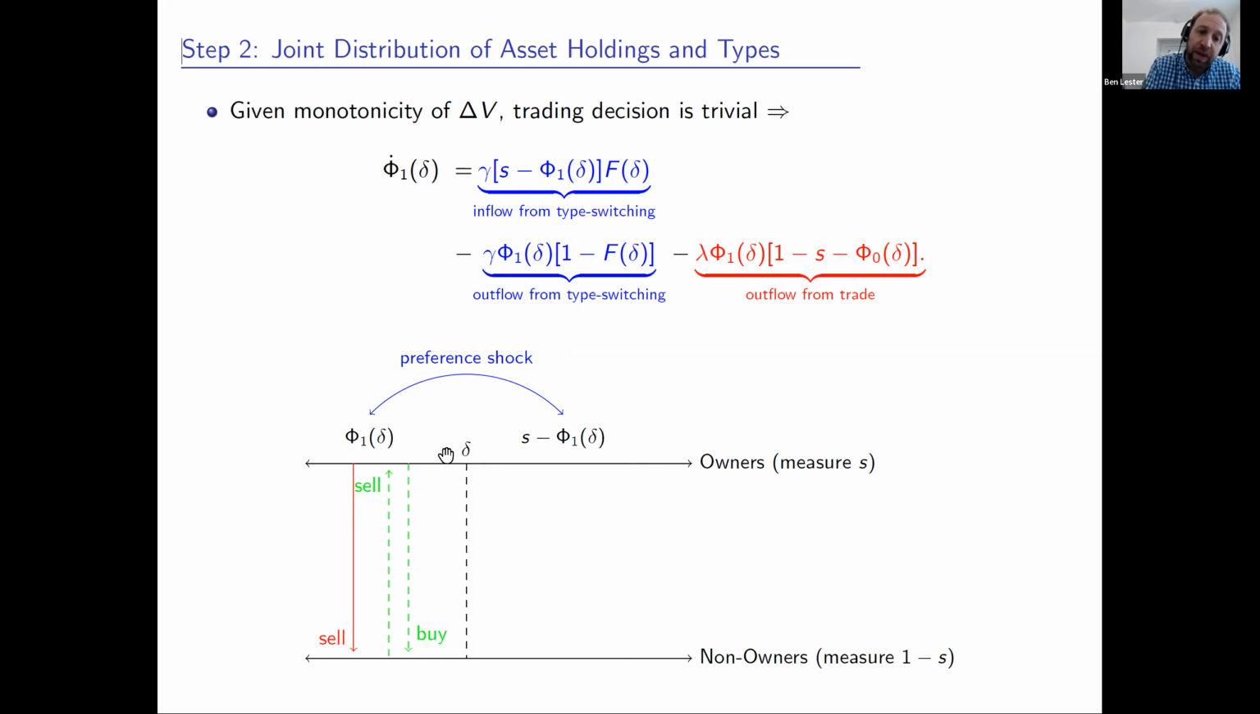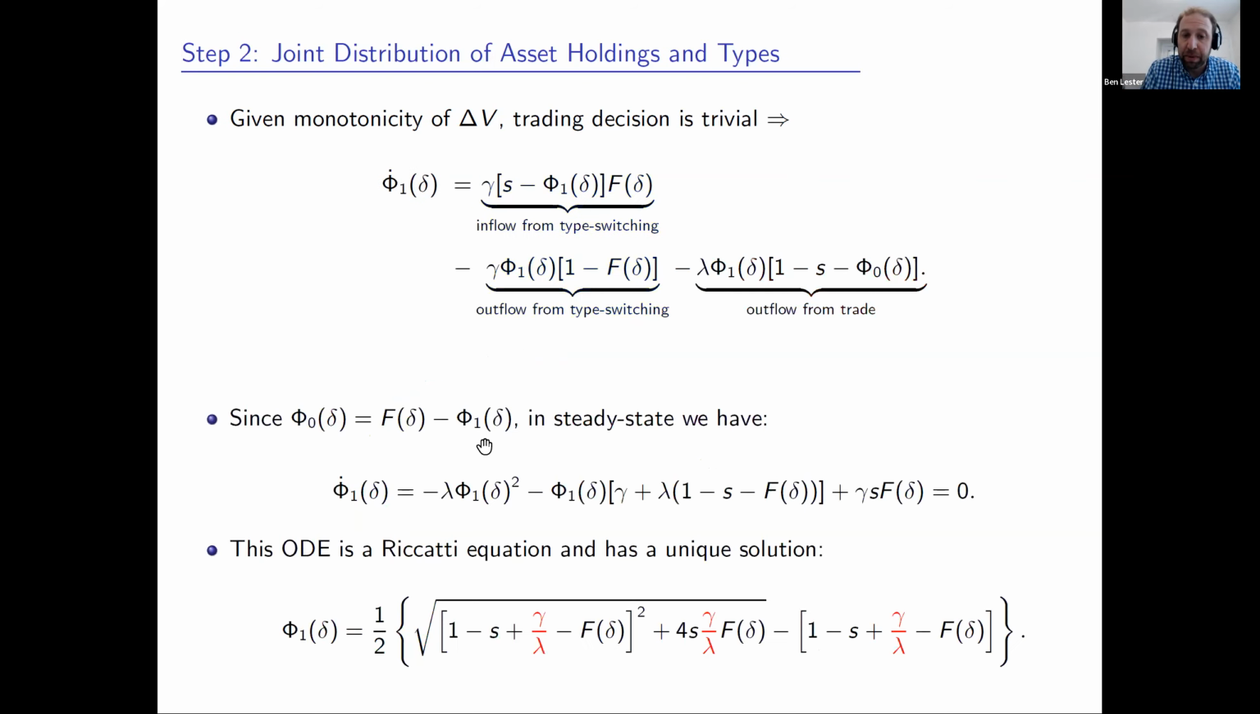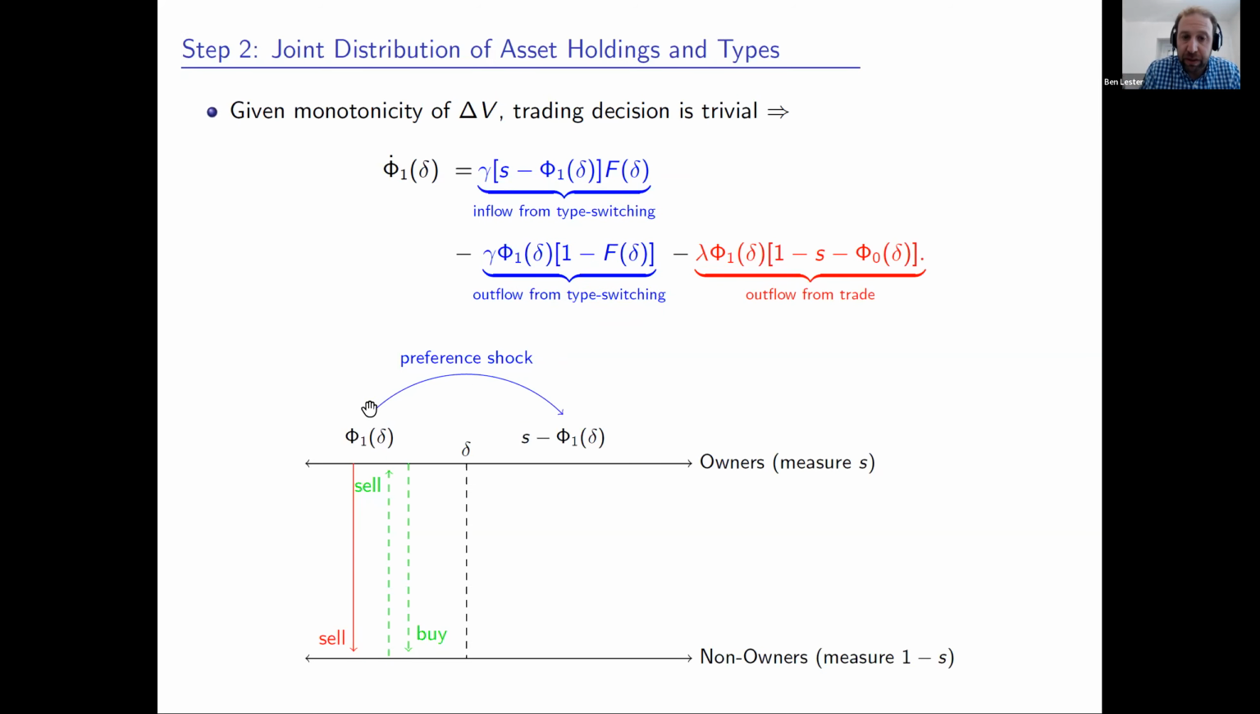Now, there are also inflows from preference shocks. You have this set up here of S minus phi1, that's the measure of these guys. A fraction gamma of them get a preference shock. And with probability f of delta, they transition into this state here, okay? So there's inflow and outflow coming from preference shocks.